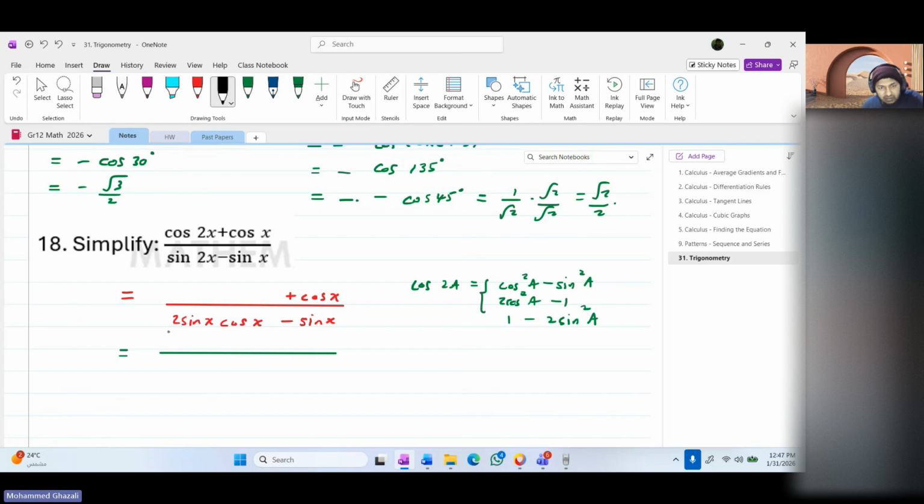So let's try to simplify the bottom first. Take out sine x. And what are we left with? 2 cos x minus 1. Okay, because we got a sine and cos mixture at the bottom, we need to make a sine and cos mixture on the top. So cos 2x, I will expand in terms of cos squared minus sine squared.